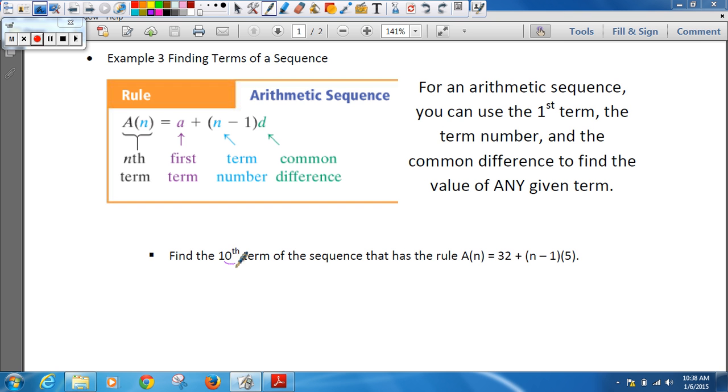On this next one, we want to find the 10th term of the sequence. It has the following rule. So basically, the first term must have been 32, and the common difference here is 5. They already set it up for us. We want to find the 10th term, so I need to take this n out and plug in 10. If I replace that n with 10 and put it in my calculator, I get that the 10th term is equal to 77.